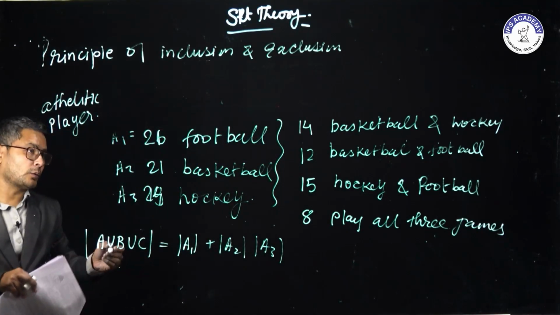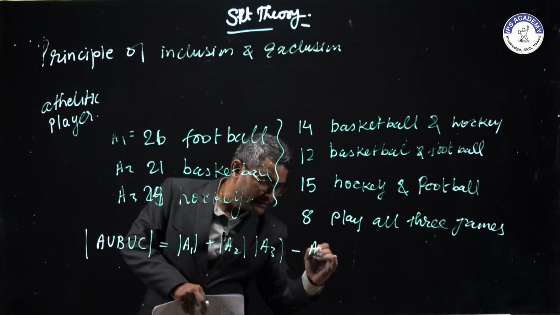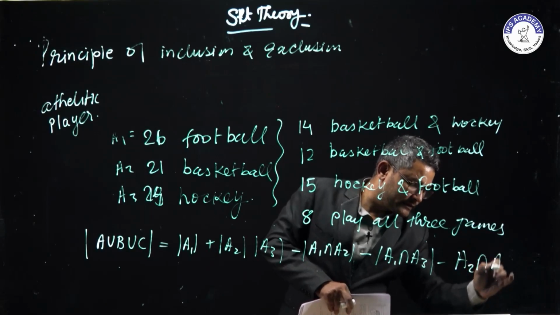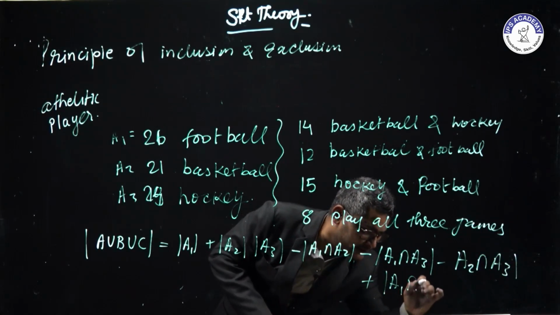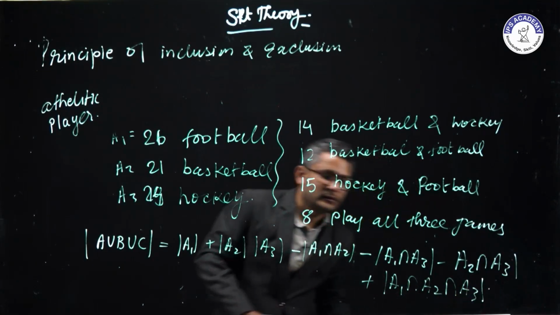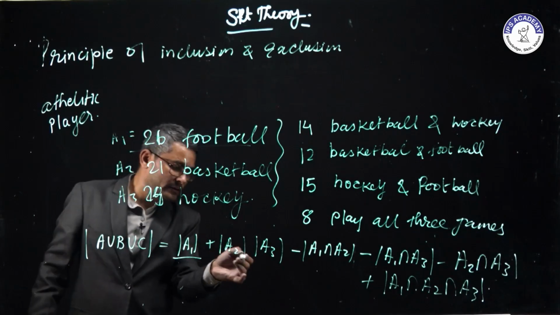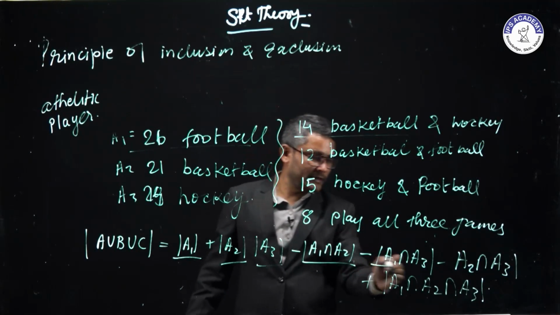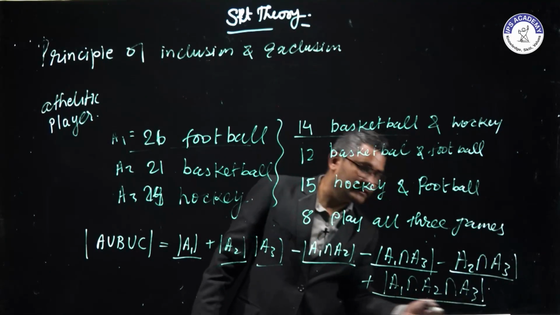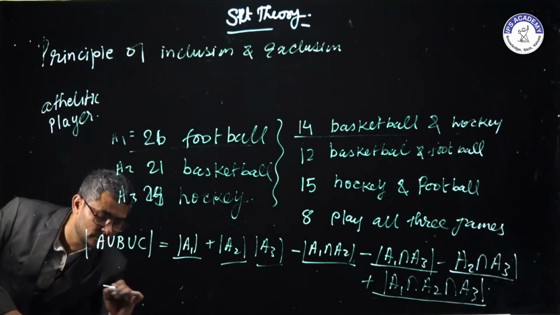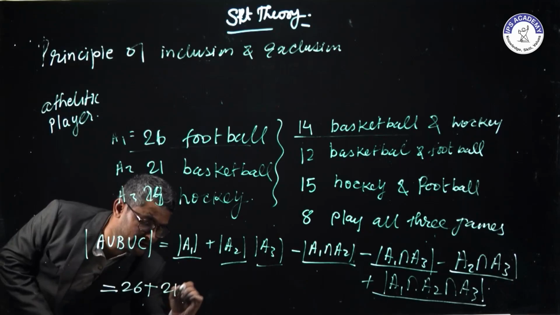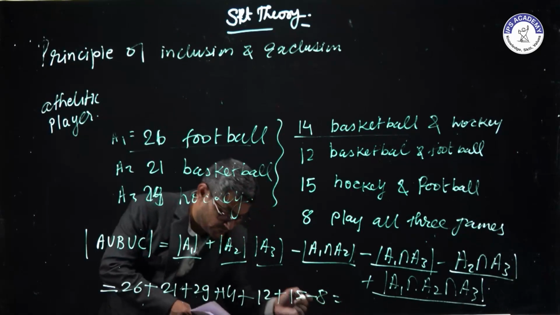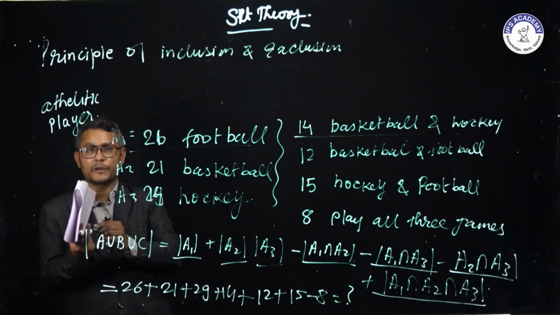So you just put it into the formula: A1, A2, A3, and then minus A1 intersection A2 minus A1 intersection A3 minus A2 intersection A3, and then plus A1 intersection A2 intersection A3. It's very simple. So A1 is what? The 26 players who play football, the players who play basketball, the players who play hockey. The intersections are basketball and hockey, hockey and football, football and basketball, and then this is all three. So you just put the values and you will get the answer. Like if you put 26 plus 21 plus 29 minus 14 minus 12 minus 15 plus 8, you will get that answer. So this is called the principle of inclusion and exclusion.